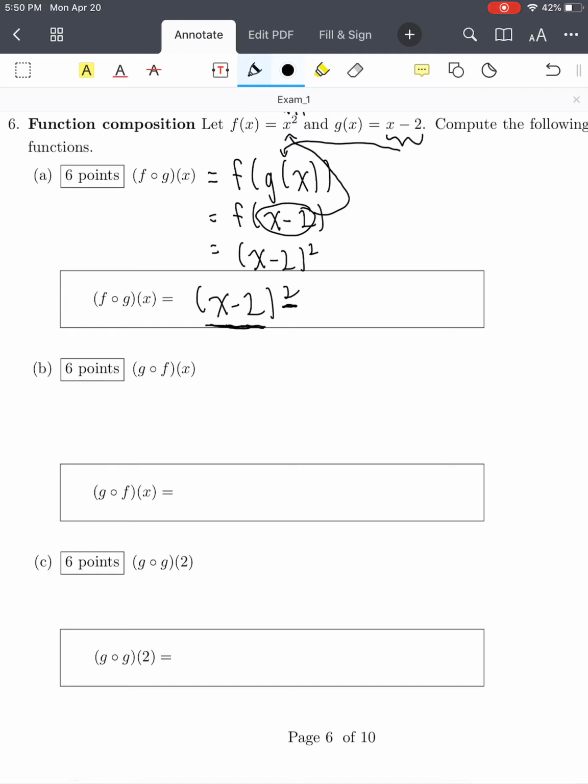Then part B is g of f of x. So that's g of f of x, where f of x is x squared, and g of x is x minus 2. So x minus 2, where x is x squared, is just going to look like x squared minus 2.